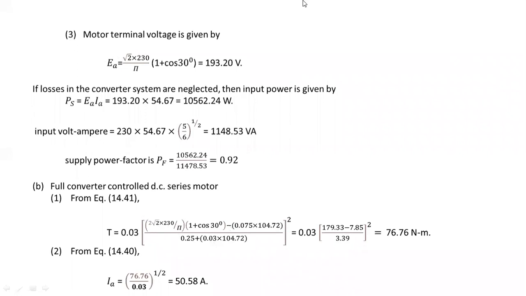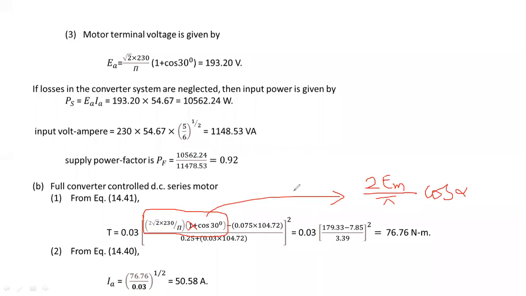Now we can calculate the torque using the same equation. However, in that equation, this term will be changed. Sorry, here also it is written as 1 plus cos alpha. This is wrong. Correction. Actually in this term we have to write 2 Em. Em is the maximum value, which is root 2 into 230, by pi is a constant value, into cos 30 degrees, which is cos alpha.